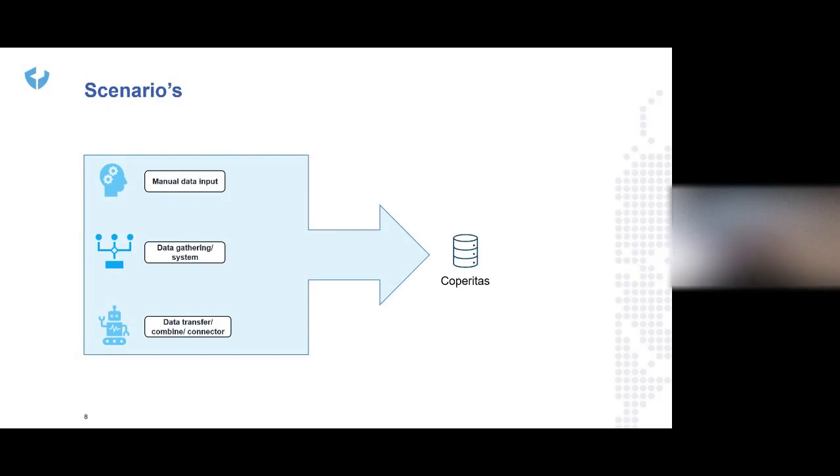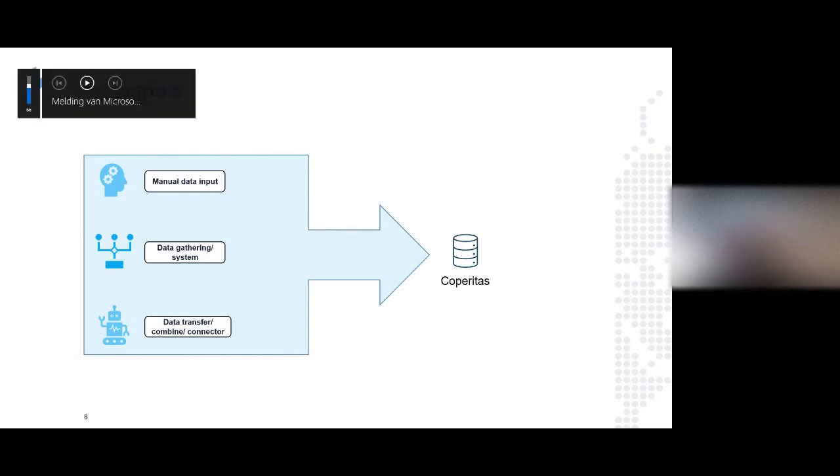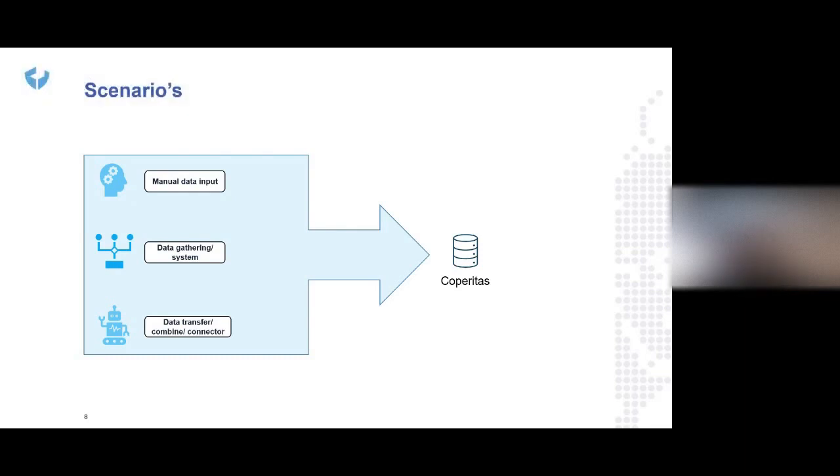So if you are looking to transform your current manual process in a more straightforward, fast, future-proof way, then the third option, data transfer via robotics or certain connectors, would also be an interesting one. And that's definitely one that John can tell more about.